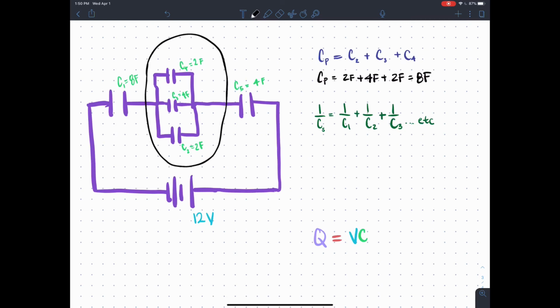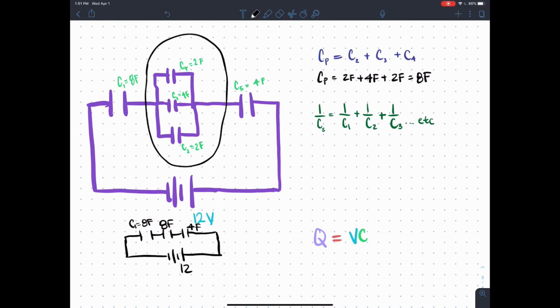So now we can rewrite this again, putting it all in series with the single battery source of 12 volts. But now we have 3 capacitors in series. The 12 volts, but now this middle capacitor is 8 farads, and this first capacitor is still 8 farads, and the third one is 4 farads. And so now we can add these up together in series.